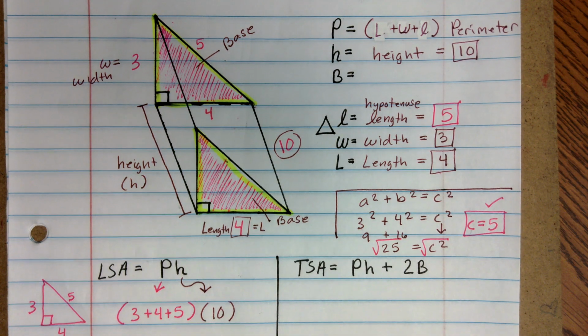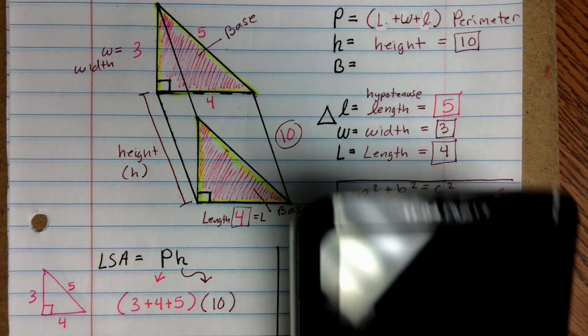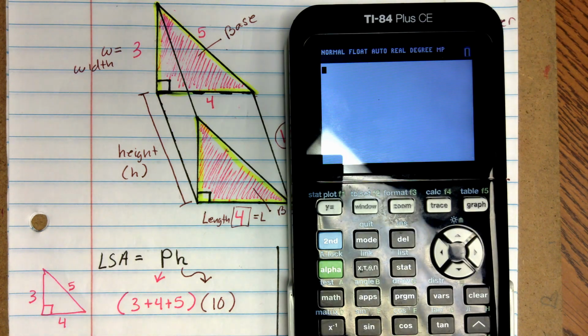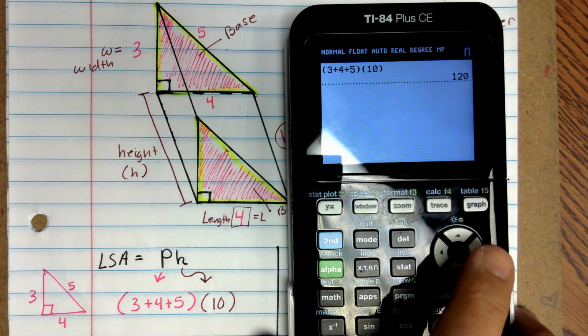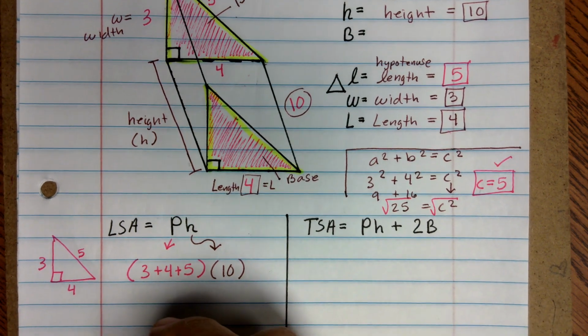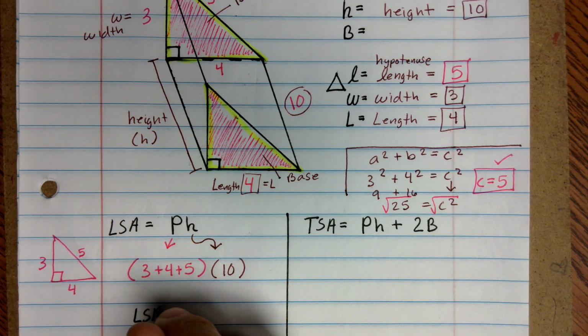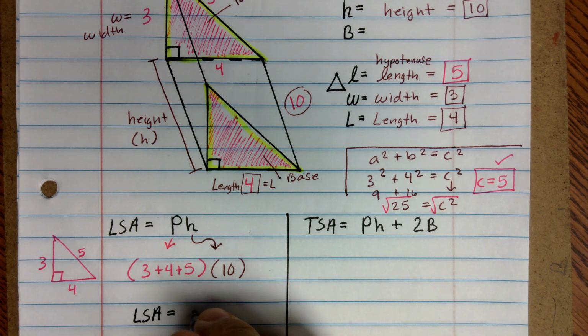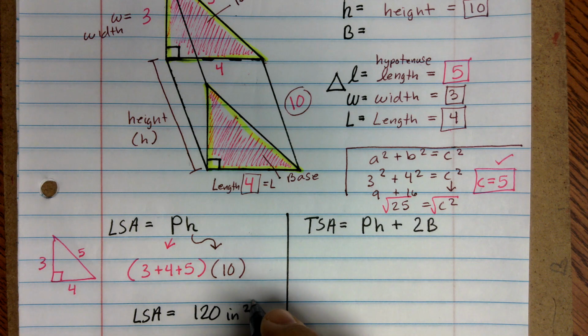And now I'm going to put that in the calculator, and we're going to see what we have. So I'm going to go ahead and put this in, and we have 3 plus 4 plus 5. And then I'm going to put parentheses and put my height, which is 10. And it gives me 120. So I can go ahead and write my LSA for this shape is going to be 120. And we'll say this is inches squared.